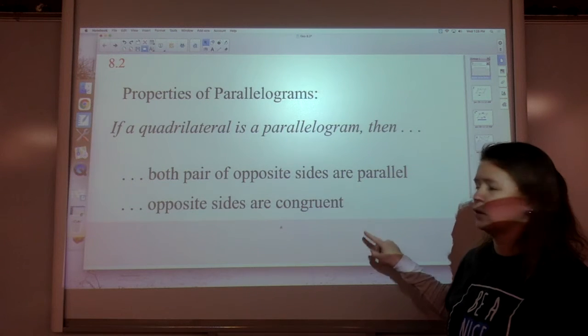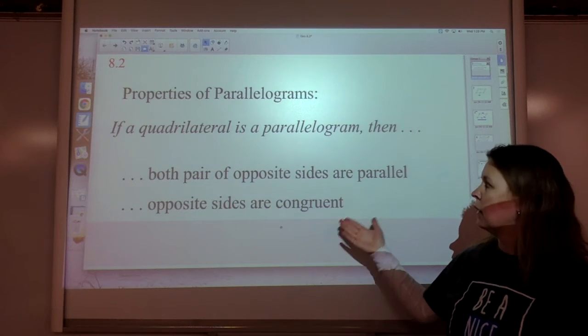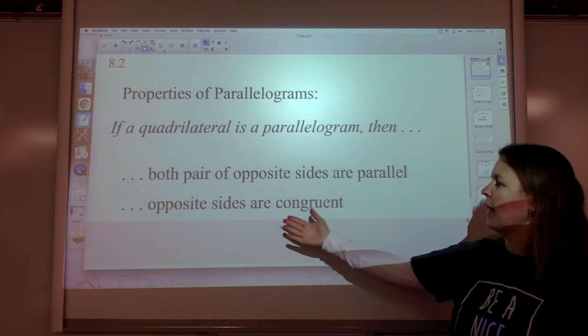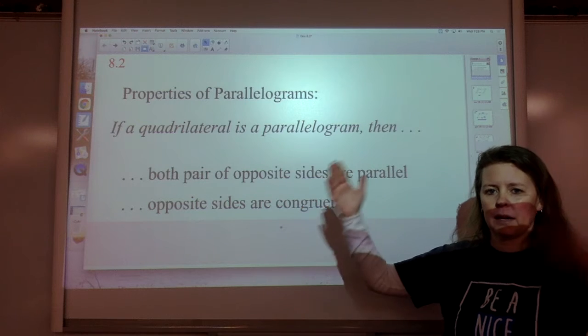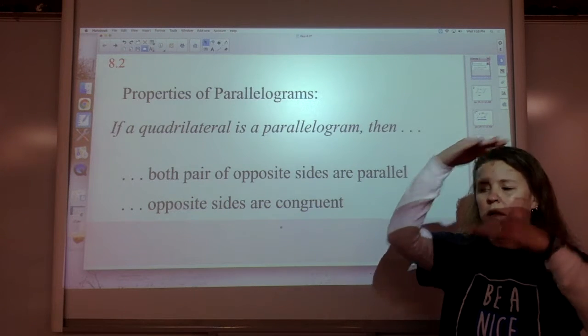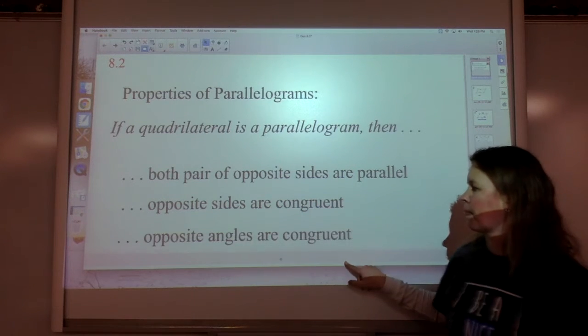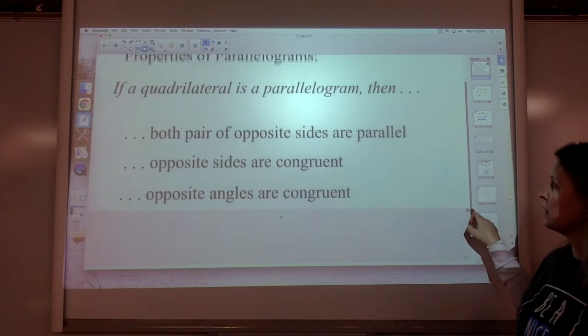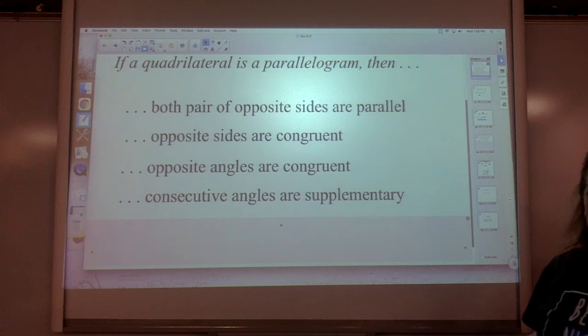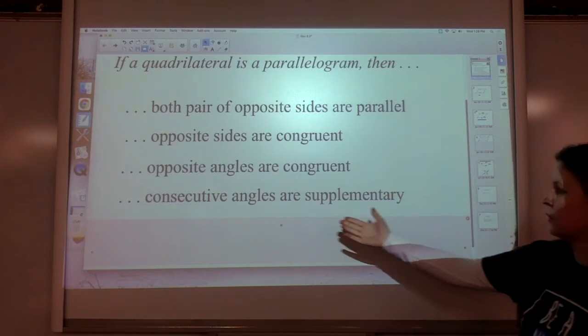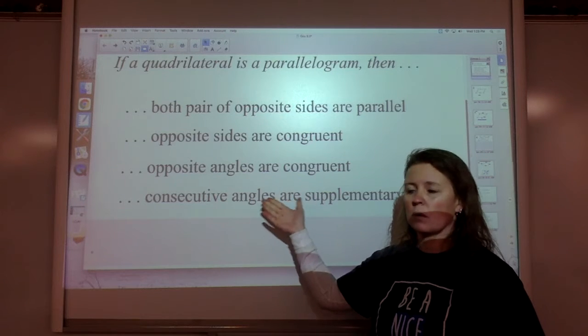Pause the video if you have to, so you can write fast. If a quadrilateral is a parallelogram, then opposite sides are congruent. Both pair of opposite sides, this way and this way, are congruent. Opposite angles are congruent. Consecutive angles are supplementary. Remind yourself of 2 vocabulary words right within this one property.